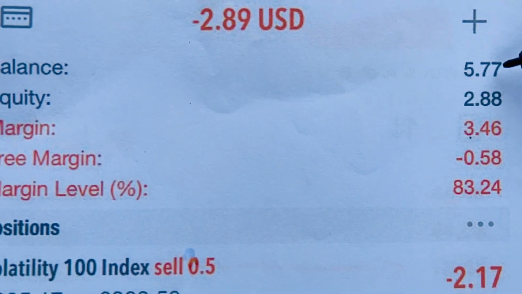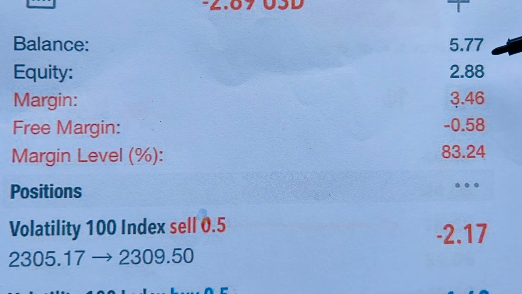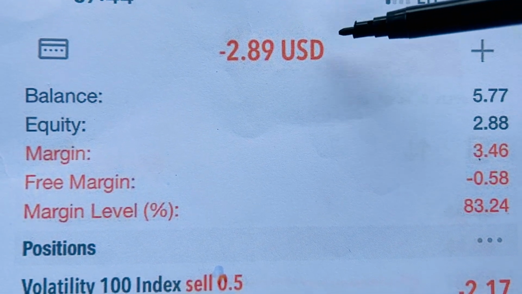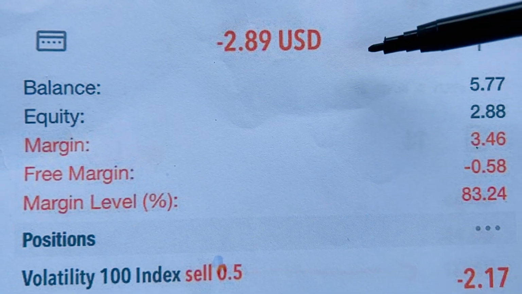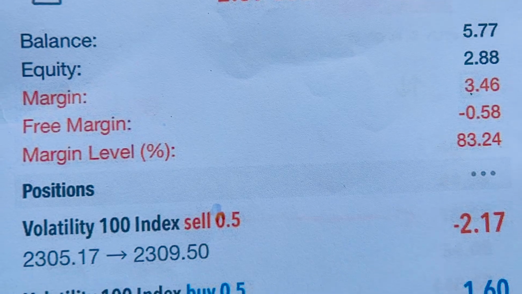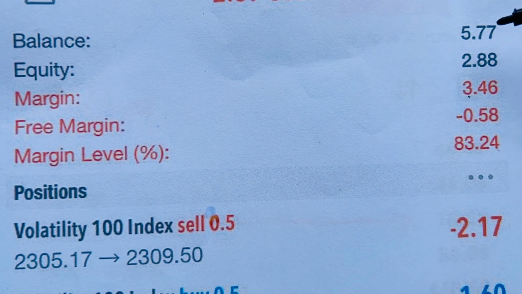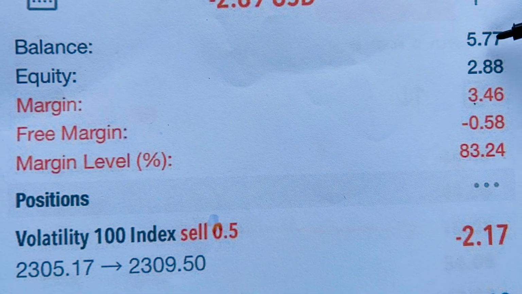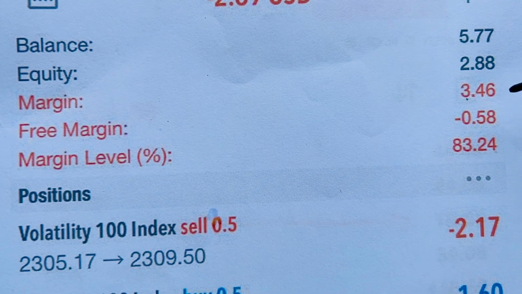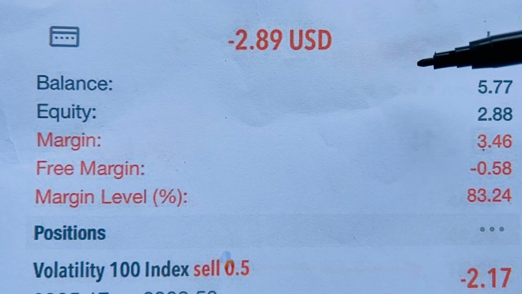Now, balance, we have 5.77 US dollars because the account is in US dollars. Equity is the money that is minus or plus. Right now, if we check, we are losing. So we minus the 2.89 from the 5.77 and we're left with 2.88, which is the equity that we have. Then when you open a trade, immediately you will need a margin, which is the money that will be deducted from the balance, not equity, from the balance. But the equity will affect what? It will affect the free margin, depending on whether we are in profit or in a loss.